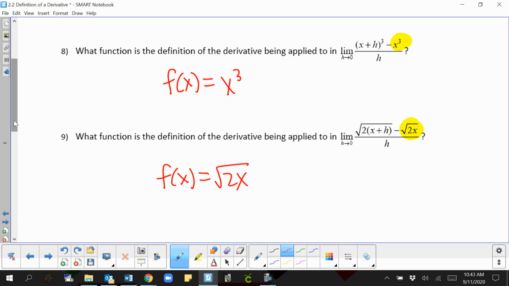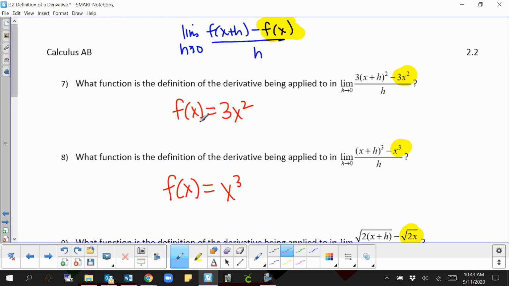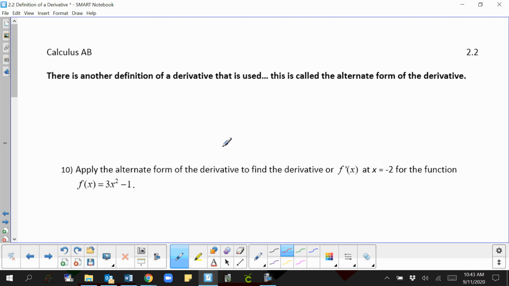So this is our definition of a derivative, the limit definition of a derivative. And there is another definition of a derivative that's used. This one is called the alternate form of the derivative. And this one applies when you're looking at a specific x value. So this one is that the limit as x approaches c of f of x minus f of c over x minus c.